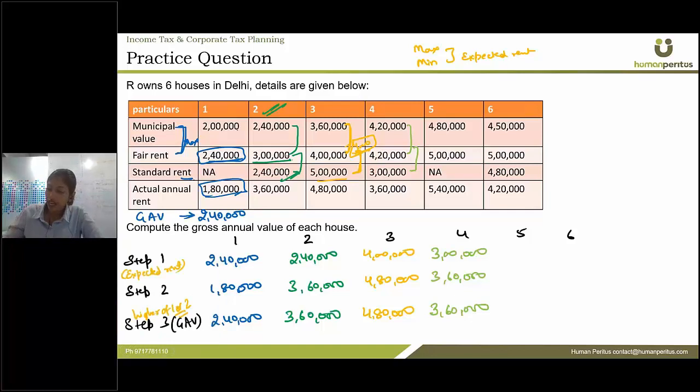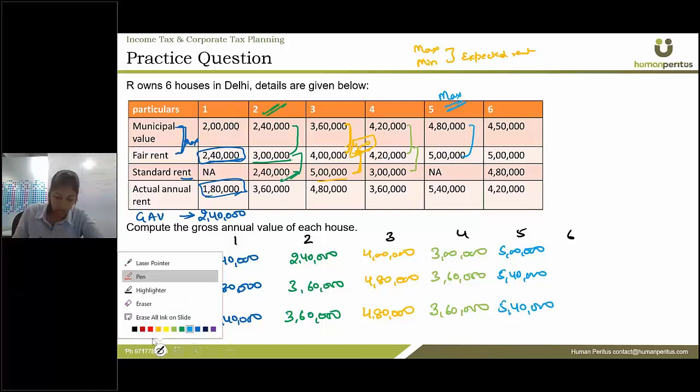Now, in case 5, what is our expected rent? Again in this case, similar to the first one, we do not have standard rent. So that means we will only take the step of maximum value. So municipal value and fair rent, the maximum is 5 lakh. So that would be our expected rent. Then actual rent, and when we compare these, GAV will become 5 lakh 40,000.